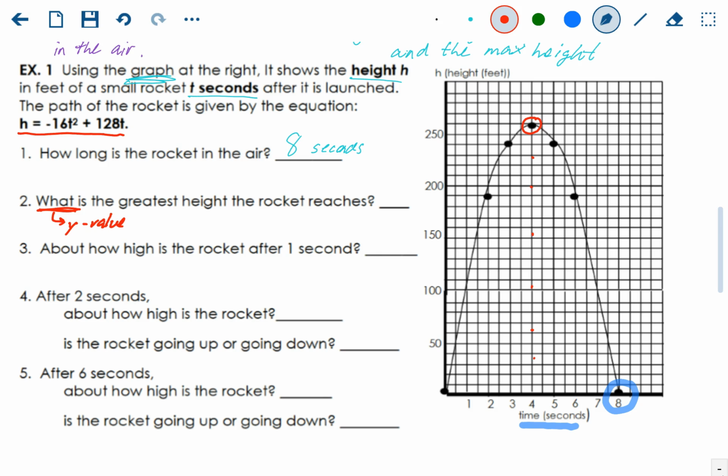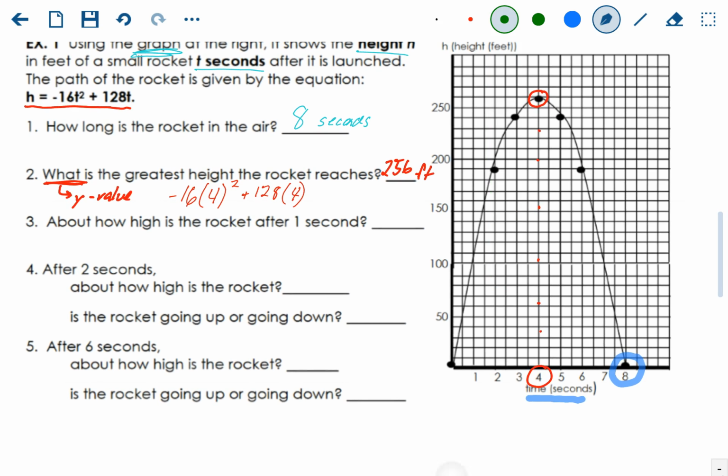Greatest height is the y value of the vertex. It's hard to see on a graph, but we do know the x value of that vertex. It's 4. So what we can do is go to the equation and plug in 4 for t. So negative 16 times 4 squared plus 128 times 4. Just plug that into the calculator and make sure you can get the right answer. In this case, it is 256. So again, that one's kind of hard to see on the graph, but it is 256 when you plug it in.